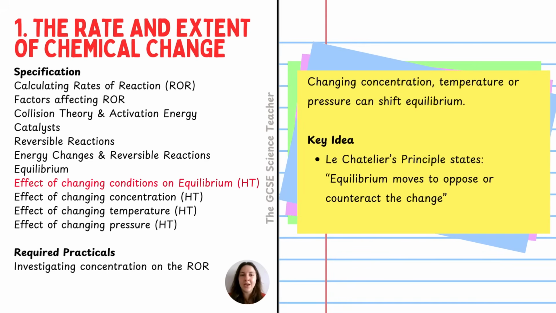Changing concentration, temperature, or pressure can shift the equilibrium to favor either side. This is a key idea of Le Chatelier's principle, which states that equilibrium moves to oppose the change. So if we increase the temperature, the equilibrium will shift to decrease the temperature. If we increase the pressure, the equilibrium shifts to the side that has fewer moles or lower concentration. You can see that from the balanced equation. And this is an idea, especially for those of you studying higher, that you need to know.